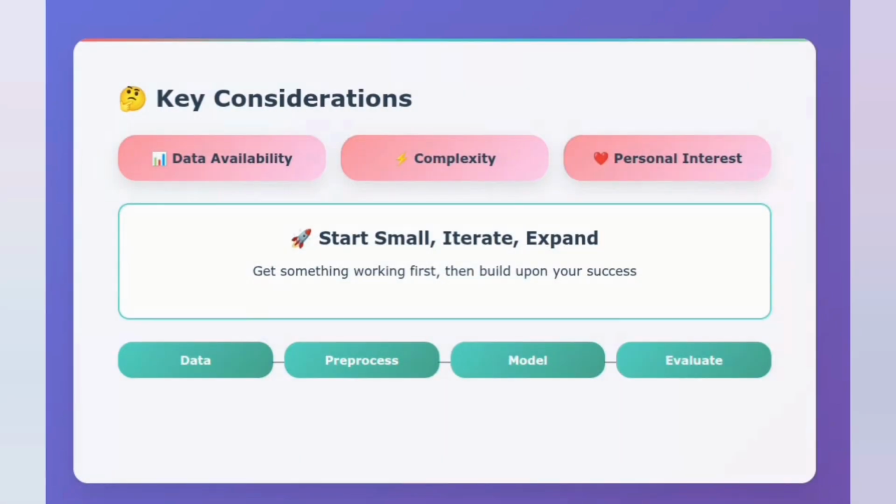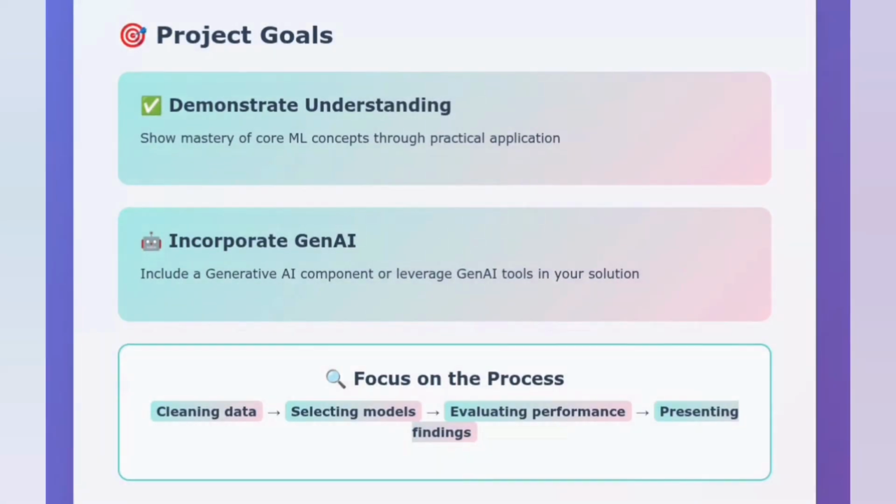Think about the data availability, the complexity you can handle, and your personal interest. Start small, get something working, and then iterate and expand. Remember the ML workflow: data, pre-process, model, evaluate. Your project should demonstrate your understanding of the core ML concepts and, ideally, incorporate a generative AI component or leverage a Gen AI tool. Focus on the process: cleaning data, selecting appropriate models, evaluating their performance, and presenting your findings.